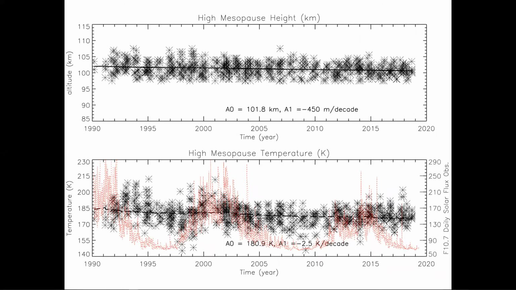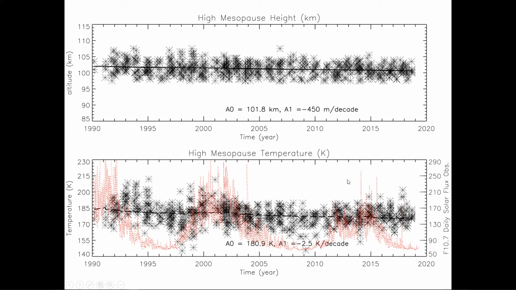If we fit these mesopause height and mesopause temperature separately for high mesopause and low mesopause, we get these results, especially the linear trend result. For example, in this slide, the top figure shows the initial value of high mesopause height, which is about 102 kilometers, and its linear trend is a negative 450 meters per decade, which indicates the dropping of high mesopause height by 450 meters per decade.